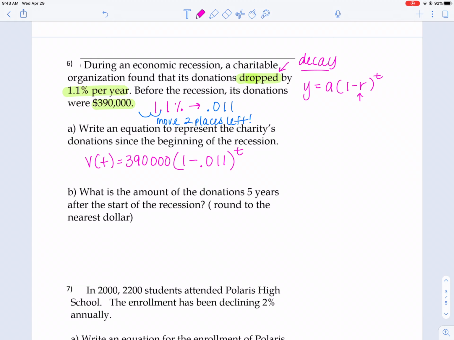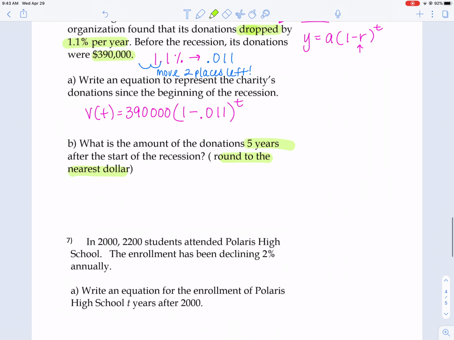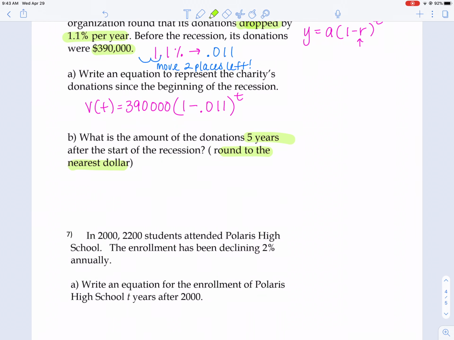Okay, so the next part, just be careful. They're asking it rounded to the nearest dollar. They want it after 5 years. So I'm going to let you guys try the rest. I will post an answer key, but please try to do it on your own and see how it goes. Okay.